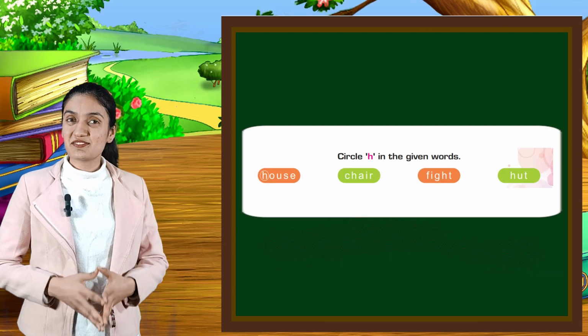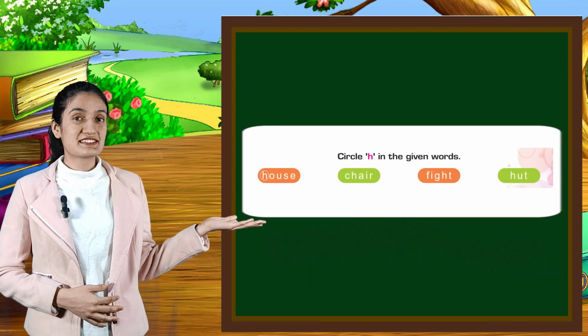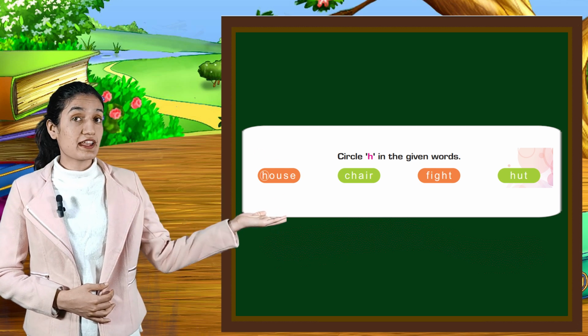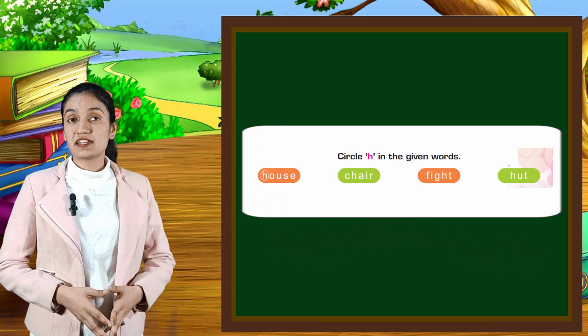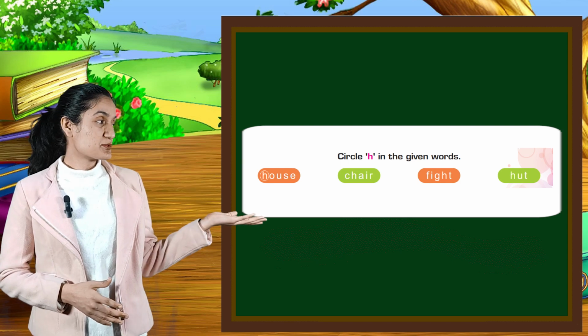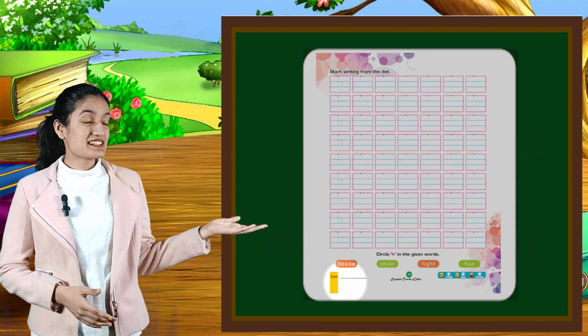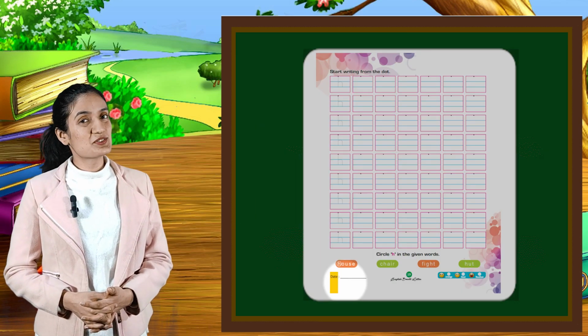Circle H in the given words. Here are the words house, chair, fight and hut. So students, H को ढूंढकर H को circle करें and write here the date in the end of your notebook.